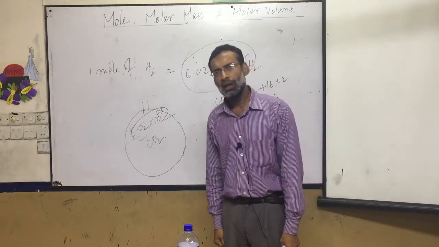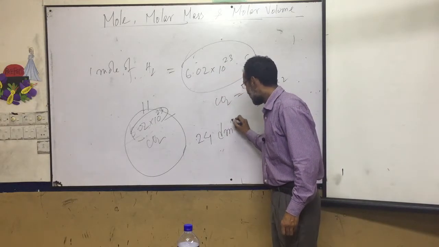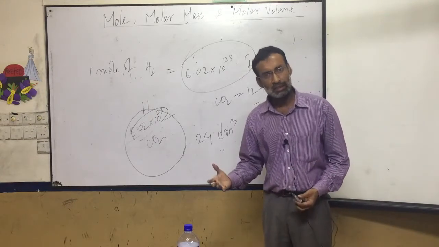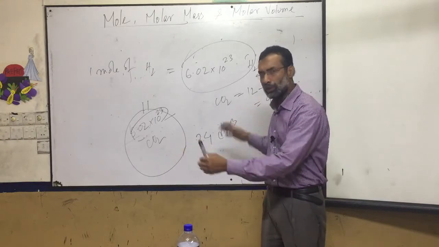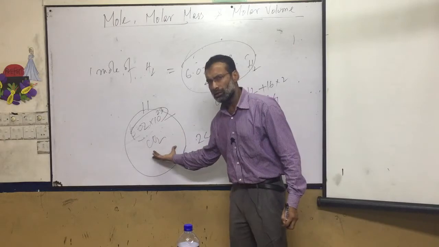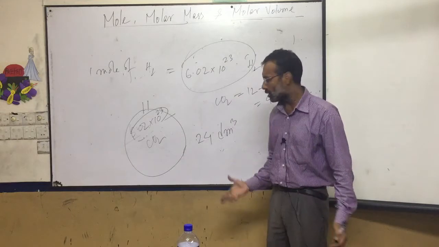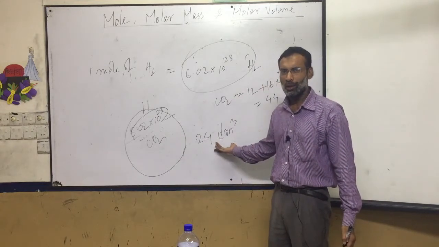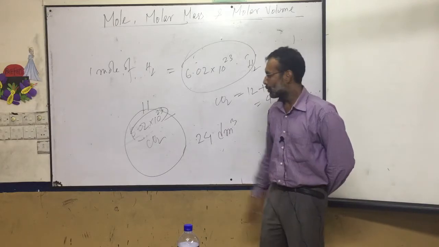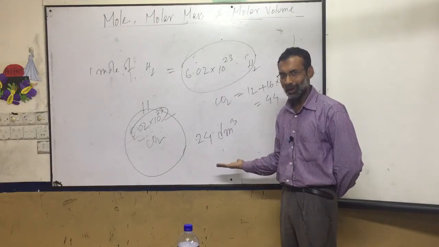What is that? This is 24 dm cube at RTP. At 25 degrees Celsius and 1 atm pressure, the balloon is supposed to be 24 dm cube. So what is here in the balloon? 1 mole carbon dioxide gas, and that occupies a space we call 24 dm cube. What you may call this? Molar volume. This is molar volume.